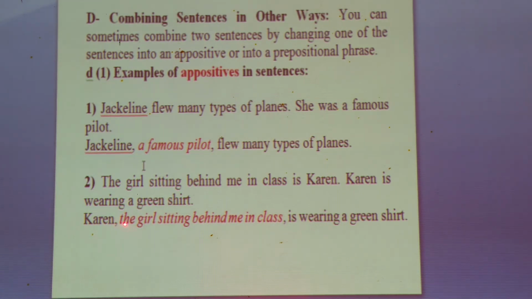The same thing for number 2. Karen, the girl sitting behind me in class, is wearing a green shirt. You can simply say Karen is wearing a green shirt. But the appositive here in the middle gives extra information. This is a very good way to write sentences in English. But remember, there must be a comma after and a comma before the appositive.